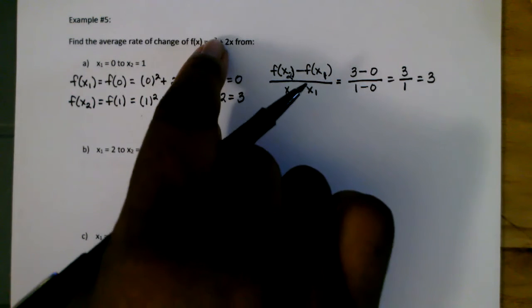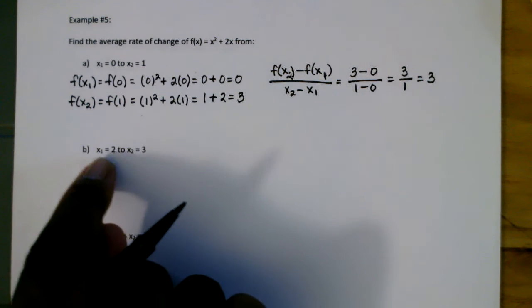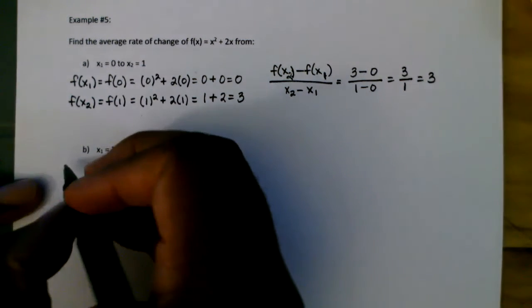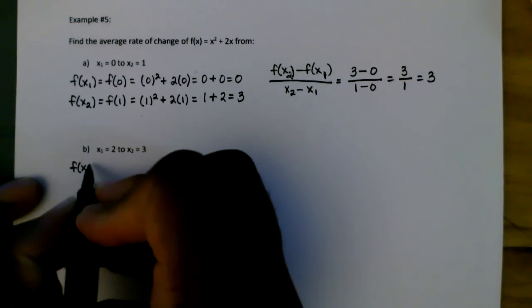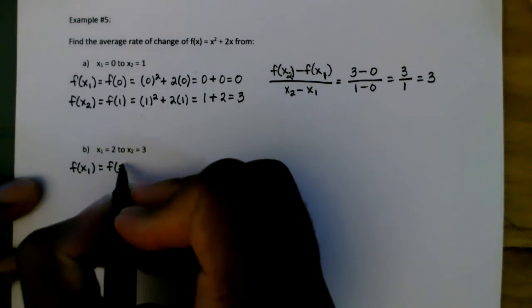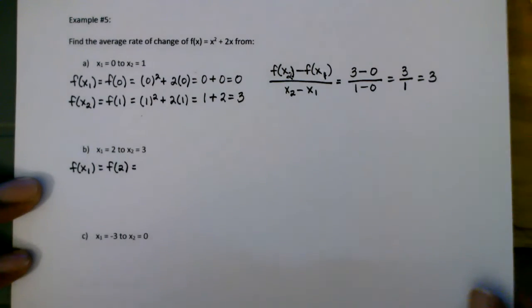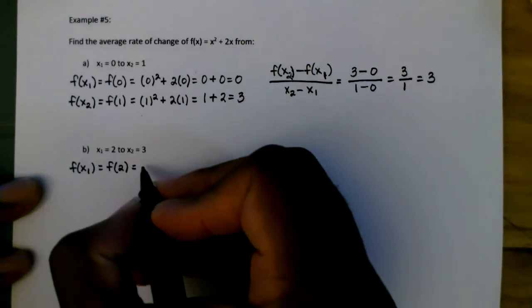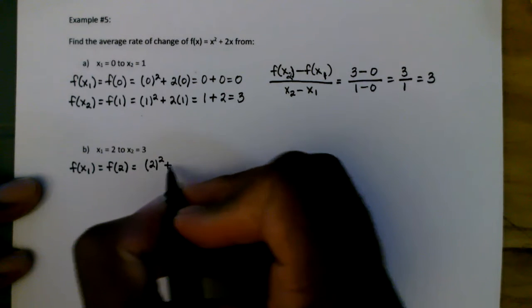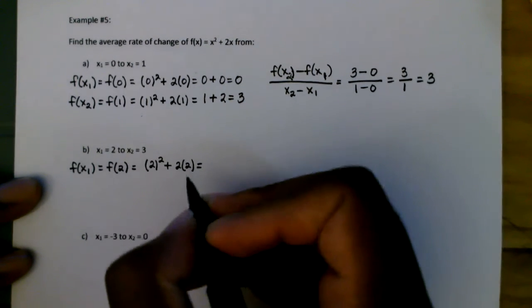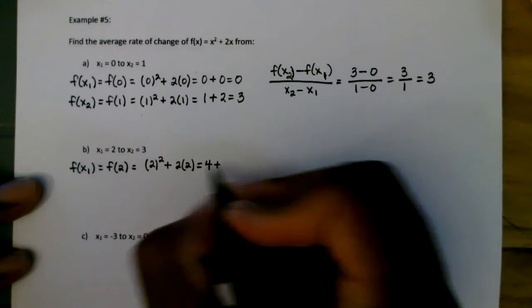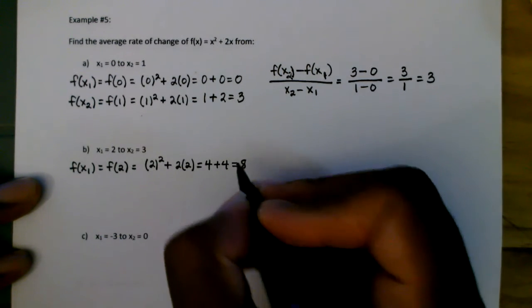Now in part B, we're going to use that same function f of x for x1 equal to 2 to x2 equal to 3. We're going to find the average rate of change. First of all, I need to know what f of x1 is, and in this case, it's f of 2, because x1 is equal to 2. Substitute your x with 2 in that function: 2 squared plus 2 times 2. 2 squared will be 4. 2 times 2 will be 4. And 4 plus 4 is 8.